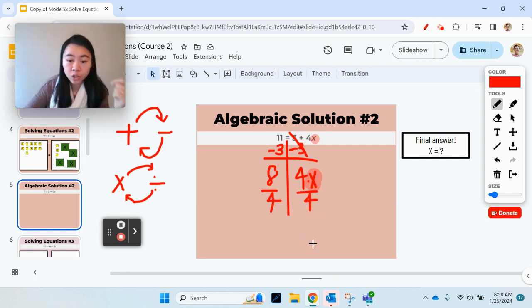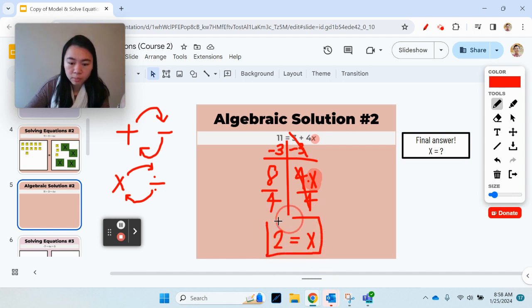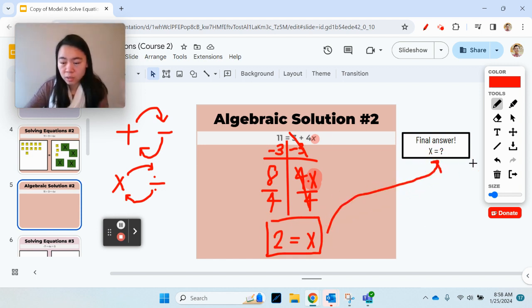We represent division using a fraction. Okay, fraction's division. 4 divided by 4 is just 1, so we're left with 1x. And what does it equal? 8 divided by 4 is 2. So x is 2. Make sure you're showing all your work. Just putting this x equals 2 in this box isn't going to be sufficient. You got to model and solve.